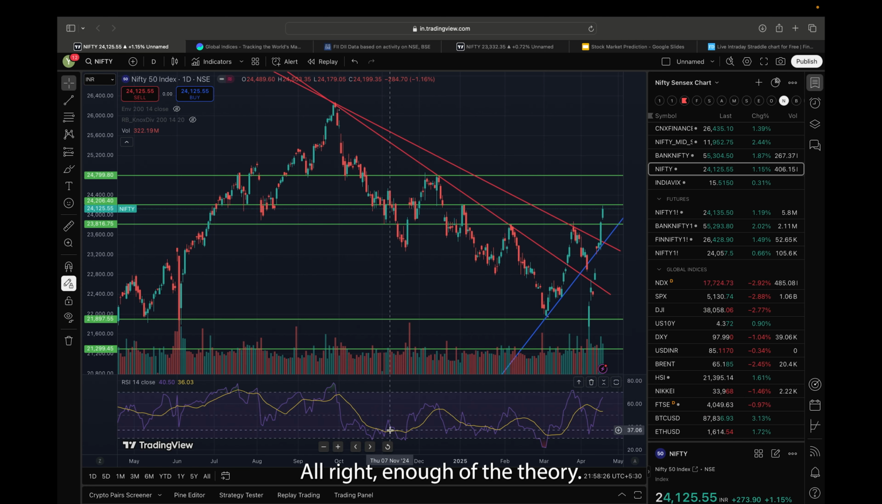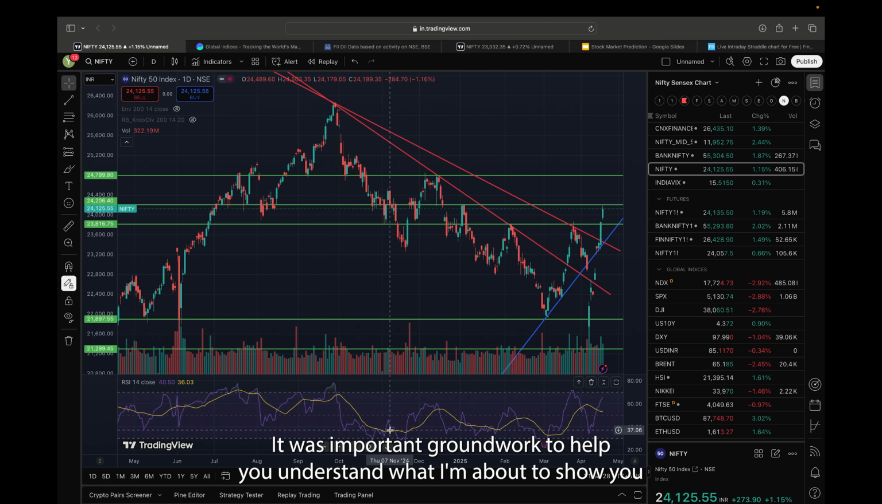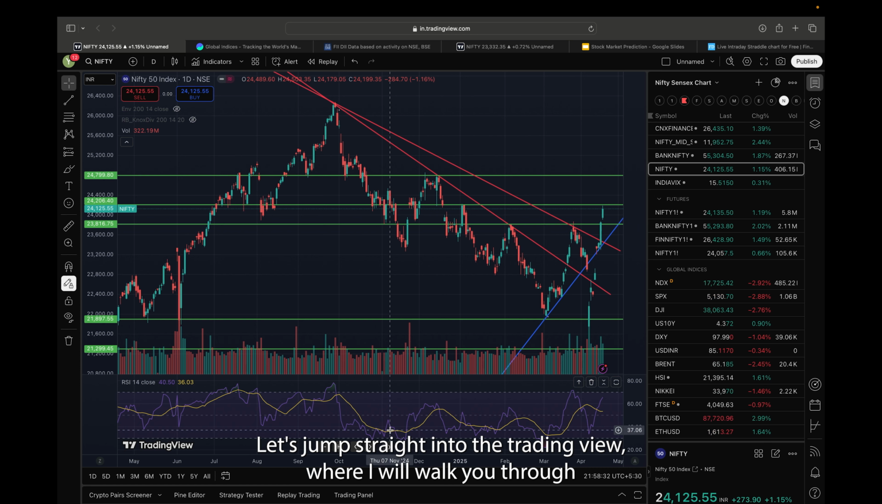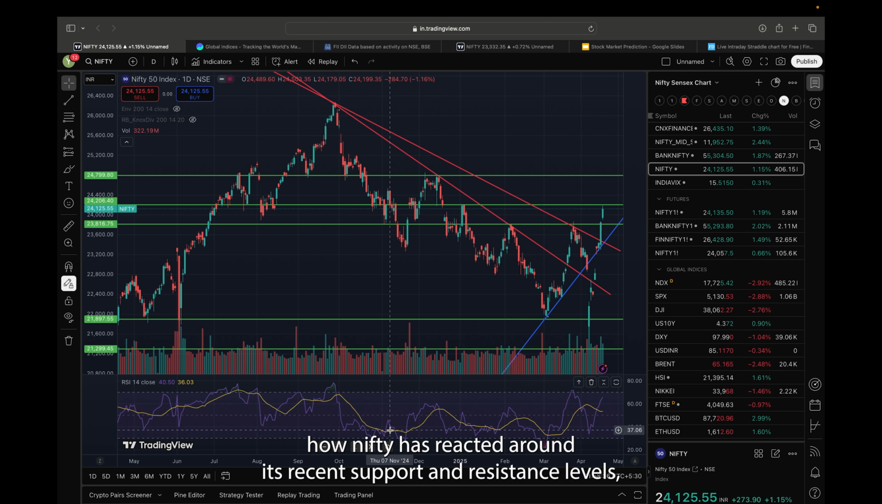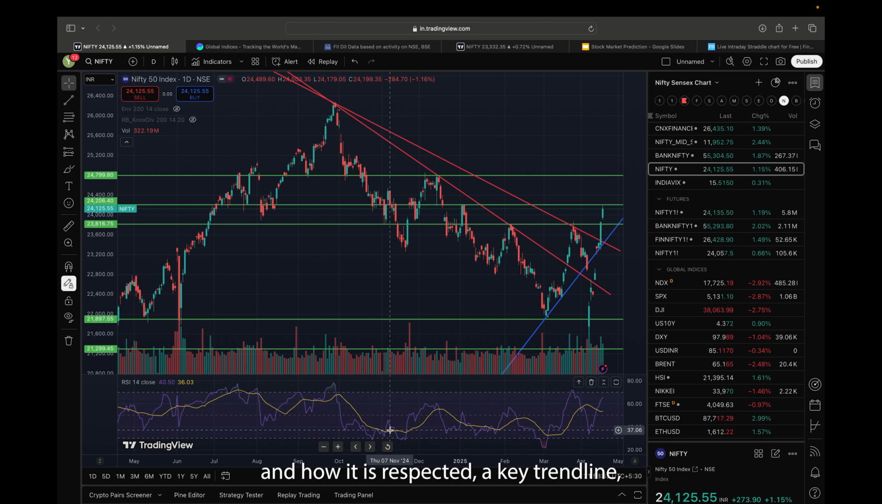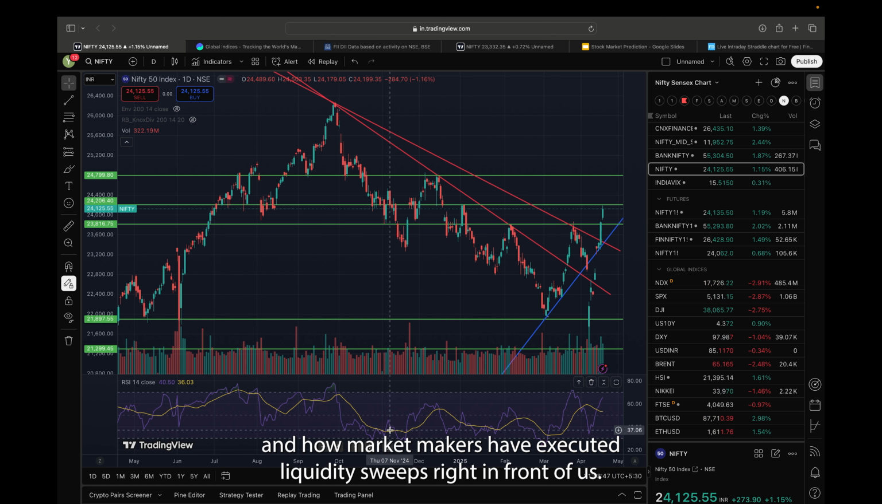All right, enough of the theory. It was important groundwork to help you understand what I'm about to show you next. Let's jump straight into TradingView, where I will walk you through how Nifty has reacted around its decent support and resistance levels, and how it has respected a key trend line, and how market makers have executed liquidity sweeps right in front of us.